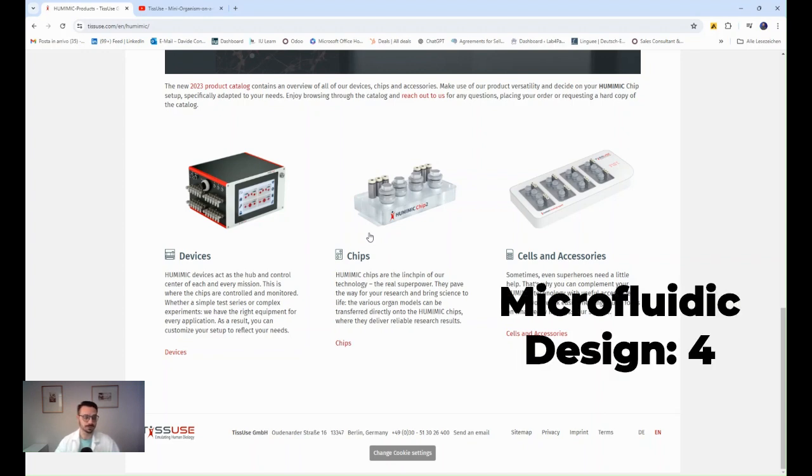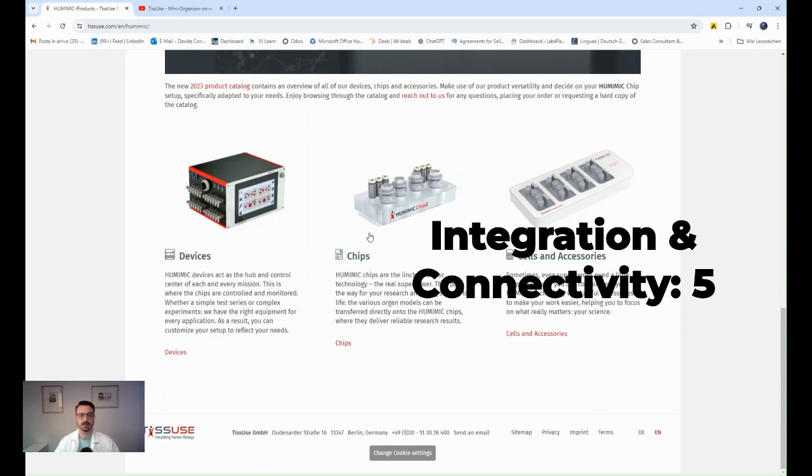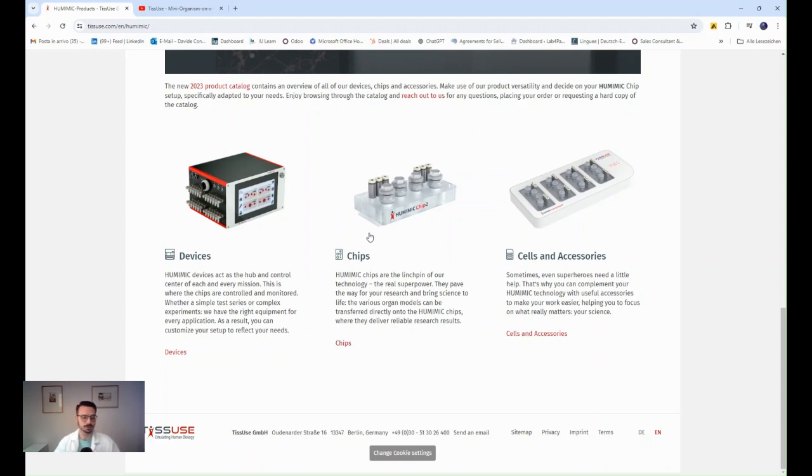In terms of integration and connectivity between the different organs, this is absolutely the best in class. So this would be a full 5, with full possibility of having a lot of different organs connected in a really nice way with each other. Probably the highest variety range of different organs that you would have on the market at the moment. So this would be a 5.